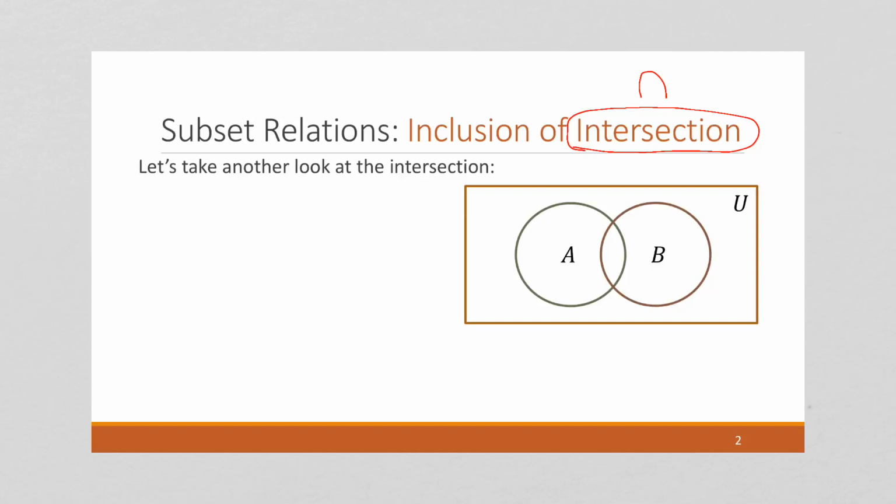So let's look at our example right here, our little Venn diagram. The inclusion or the intersection is going to be this middle region where the two, A and B, overlap. Right? So this is going to be A intersect B. So what do we know about this region?